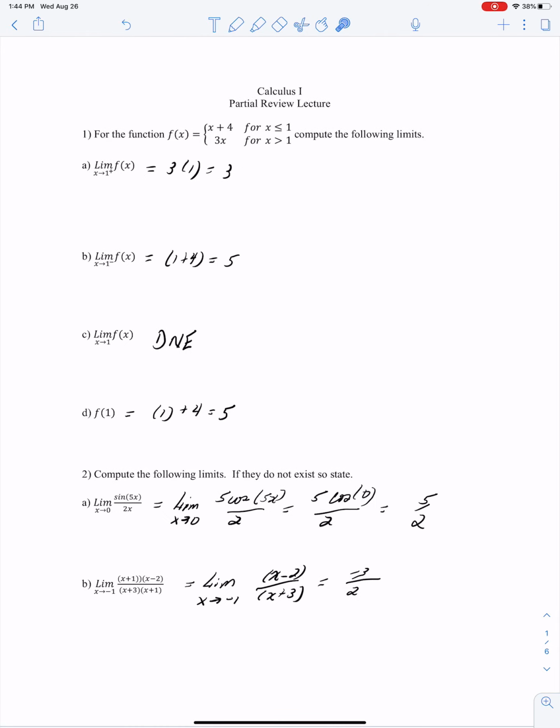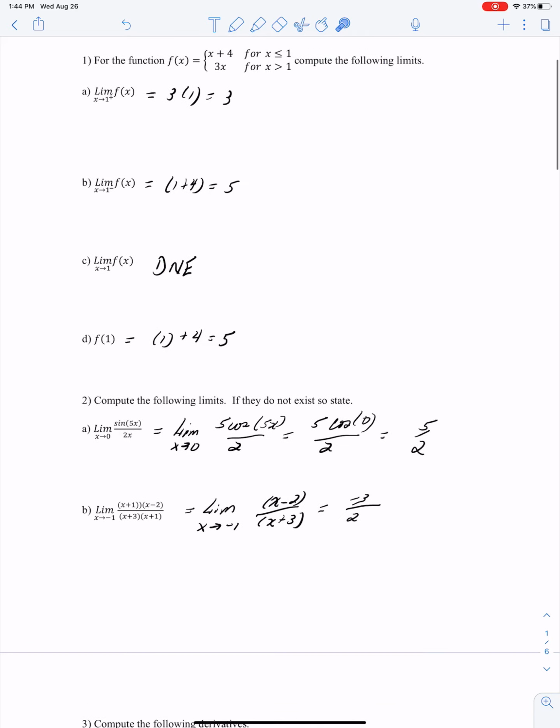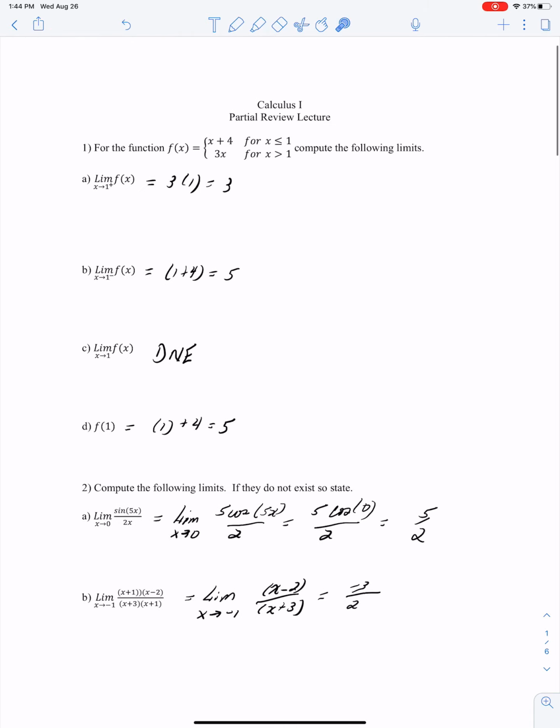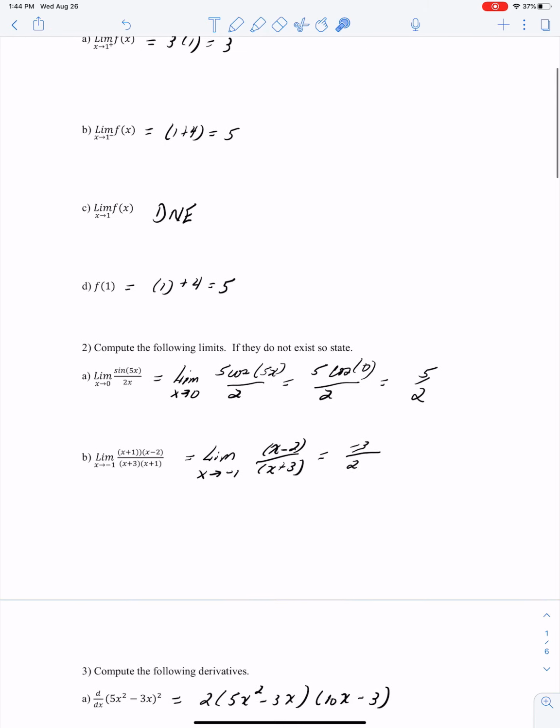If I ask the question, what's the limit as x tends to 1 of f? Well, since the limit from the right is different from the limit from the left, I have to say this limit does not exist. And if I want to know the value of the function at 1, well, at 1, I have to use the top one. So it's 1 plus 4 is 5.